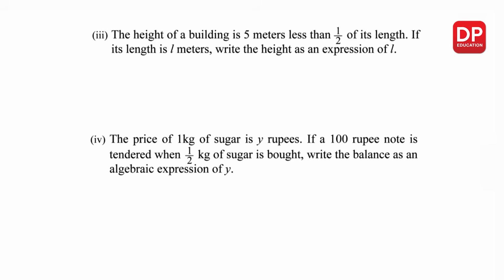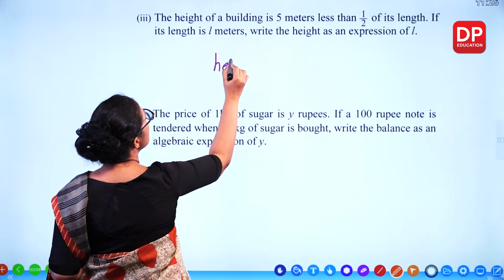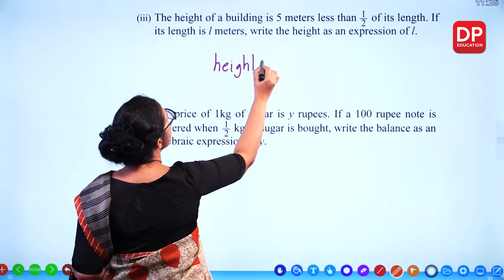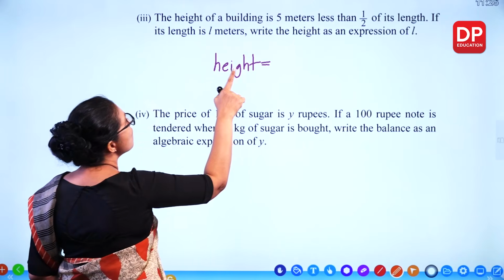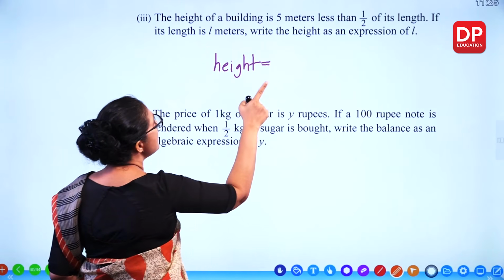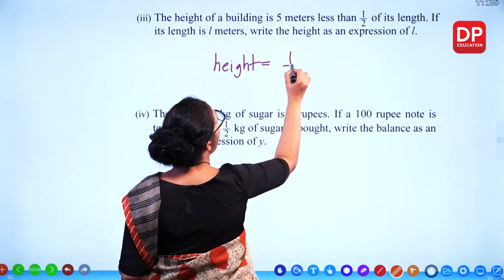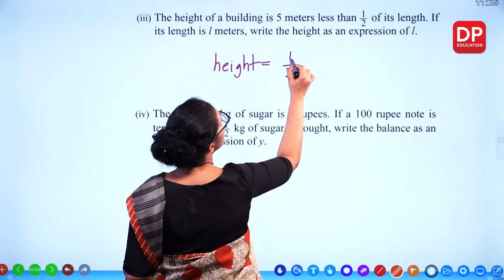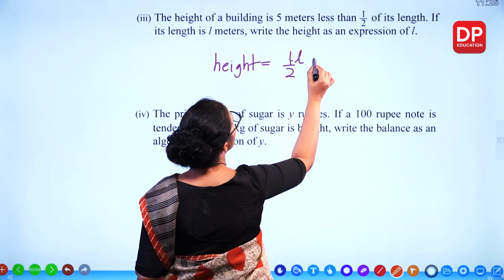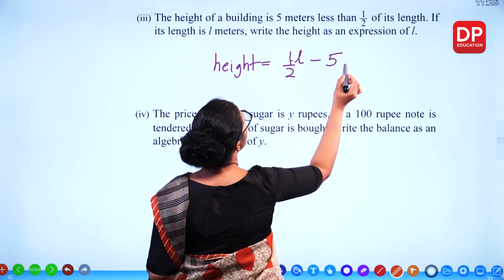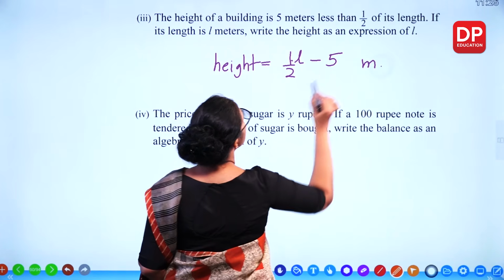The height of a building is 5 meters less than half of its length. If its length is L meters, write the height as an expression of L. So height becomes 5 meters less than half of the length. That's half of L minus 5. So this is in meters.